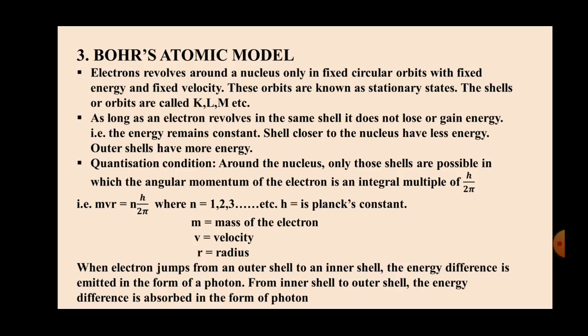Actually, this postulate itself is a limitation or drawback of Bohr's atomic model, because he could not explain why the shell number is considered 1, 2, 3, and not 1.2 or 1.5. We always consider the shell number as a whole number. Integral multiple means a whole number multiple of h by 2 pi. So what is the meaning of angular momentum?